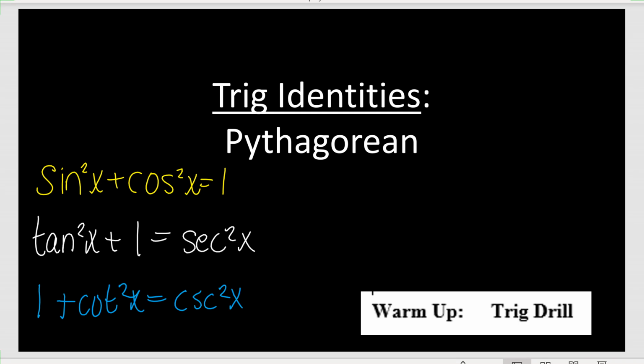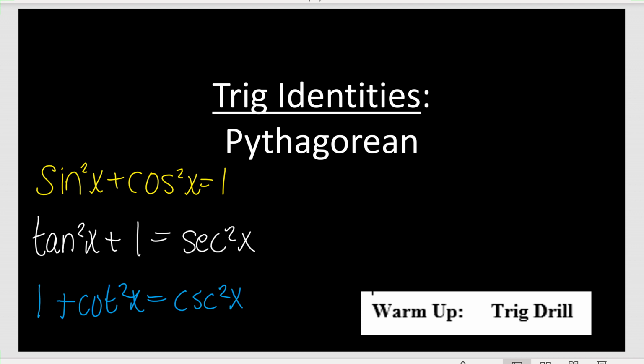All right, now since we've gone through the Pythagorean identities for trigonometric expressions, we are going to use them to simplify trig expressions. So just a quick reminder, sine squared plus cosine squared equals 1, tangent squared of x plus 1 equals secant squared of x, and 1 plus cotangent squared of x equals cosecant squared of x. Those are our three trig identities.